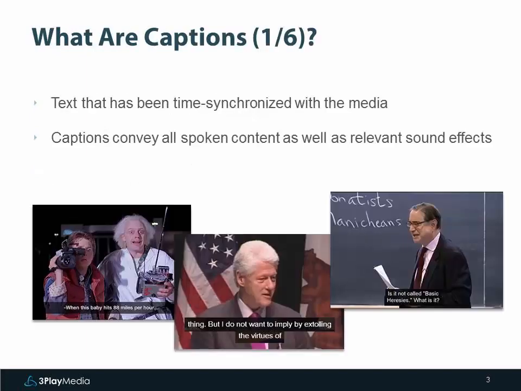Let's begin with just the very basics. So what are captions? Captions are text that has been synchronized with the media so that it can be read while watching the video. Captions assume that the viewer can't hear the audio at all. And so the objective is not only to convey the spoken content, but also the sound effects, speaker identification, and other non-speech elements. Basically, the objective is just to convey any sound that's not visually apparent, but integral to the plot of the video.